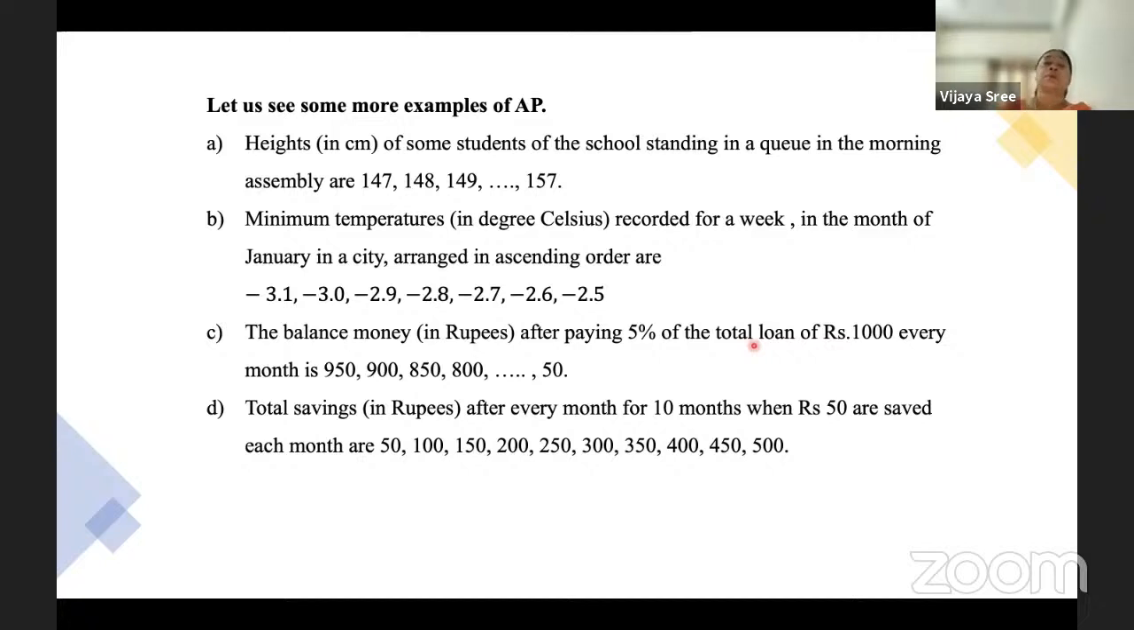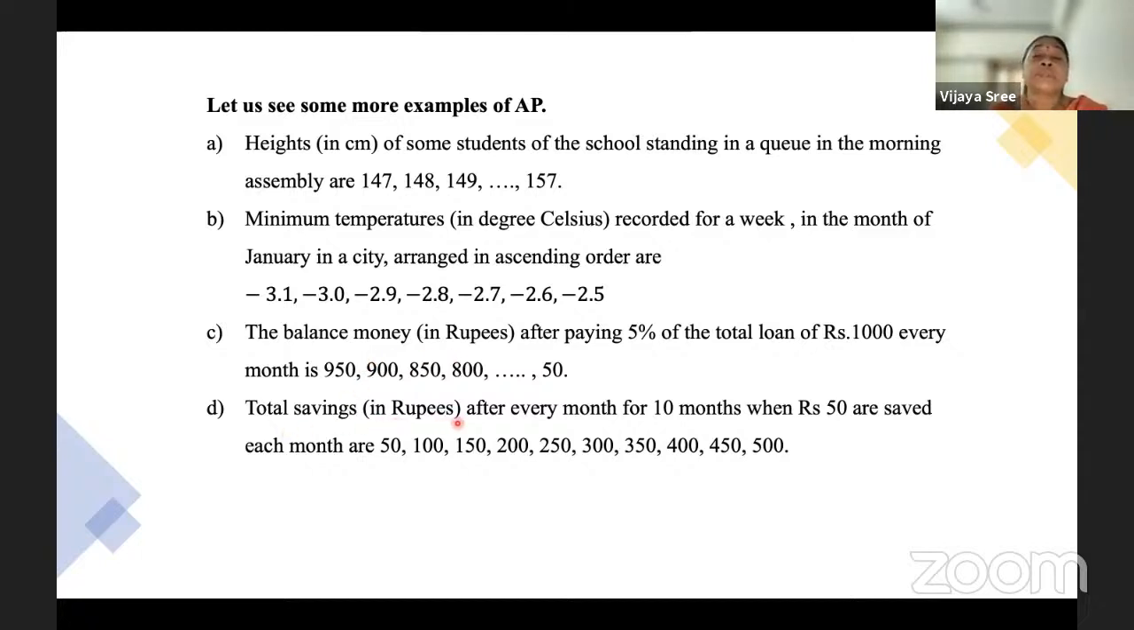They have taken a loan of 1,000 rupees, and they are paying 5%, that amount, every month. So we get 950 next month, 950 minus 50 is 900, 900 minus 50 is 850, 850 minus 50 is 800, and so on, down to 50 rupees. So here also it is constantly decreasing. So this is also an AP, an arithmetic progression. 50 rupees is the constant, that is, the common difference is 50.